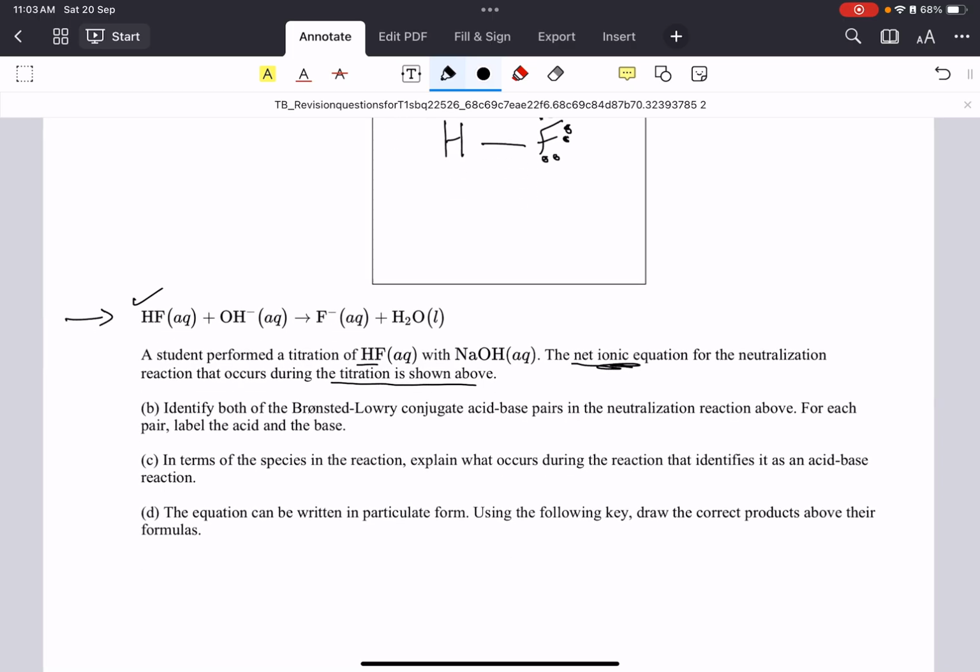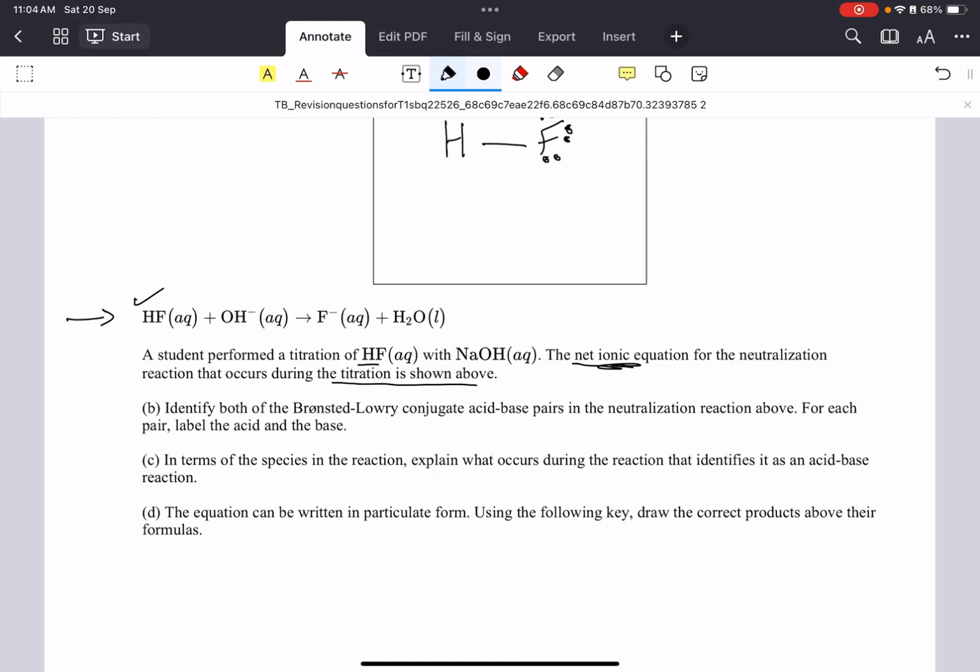Identify both the Bronsted-Lowry conjugate acid-base pairs in the neutralization reaction above. For each pair, who's the acid, who's the base. So this is the pair. HF and F minus: that's the acid, that's the conjugate base. And that's the other pair, that's the base, and that's the conjugate acid. So clearly in your answer indicate which one is the acid, etc., using sentences.